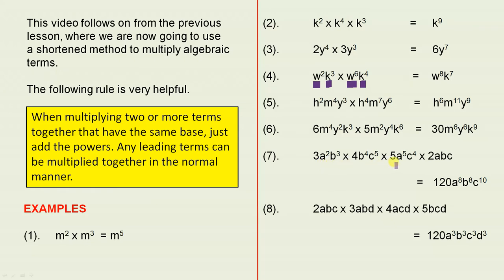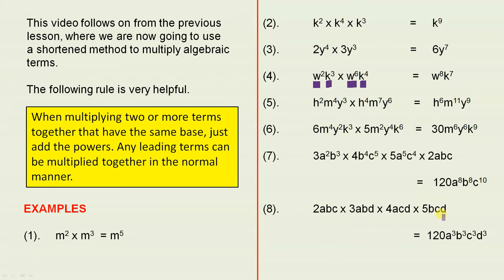a squared by a to the power of 5 by a is a to the power of 8, because 2 plus 5 plus 1 is 8. b cubed times b to the fourth times b is b to the power of 8. c to the power of 5 times c to the power of 4 times c is c to the power of 10. And that's the answer.